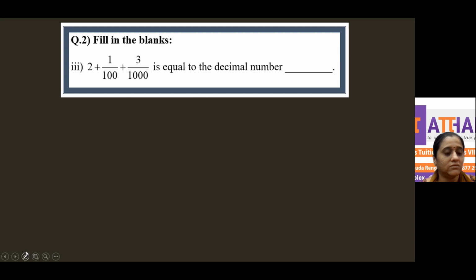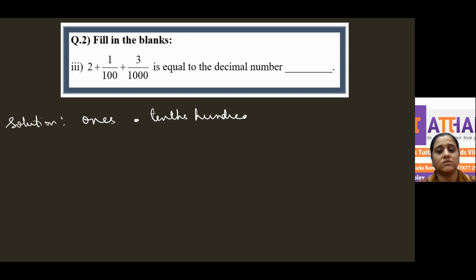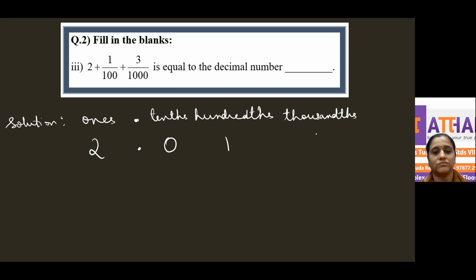So tell me the place value chart. Ones, decimal point, tenths, hundredths, thousandths. Then 2, 1, 1, 0, 0, 0, 1, 3. So that's it. That's all.